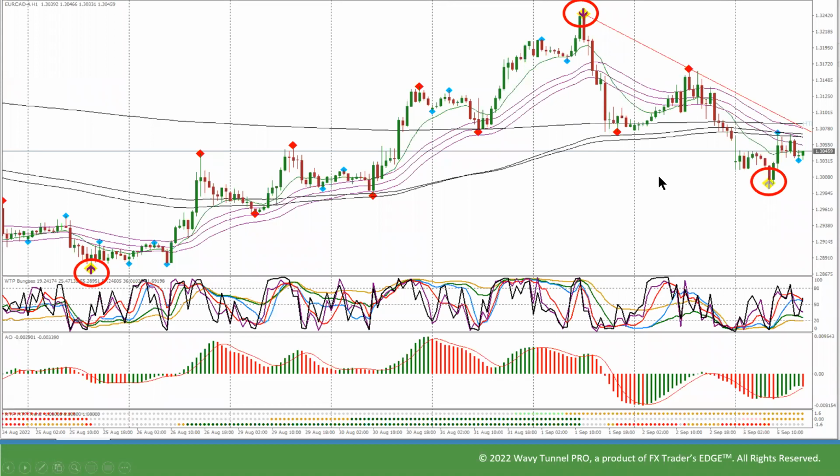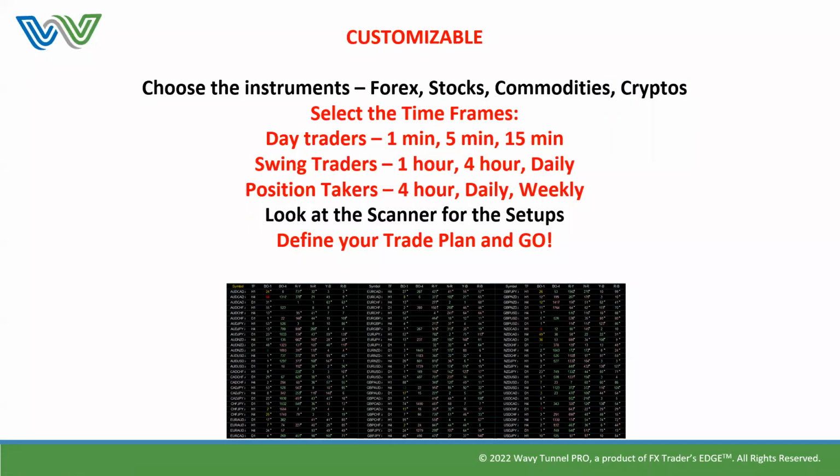So this is Forex, and you can choose any instruments that you want. I like to look at 3 different time frames: 1 minute, 5 minute, 15 minute for day trading; swing trading 1 hour, 4 hour, daily; position takers 4 hour, daily, weekly. Look at the scanner for the setups, and you will learn. We have a trading room. You will learn all the setups.